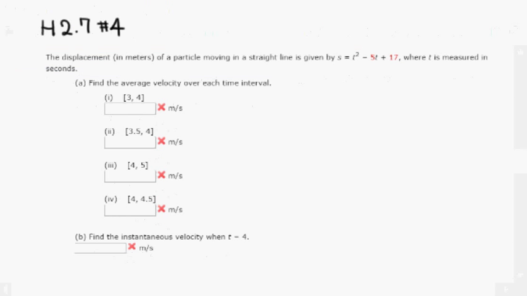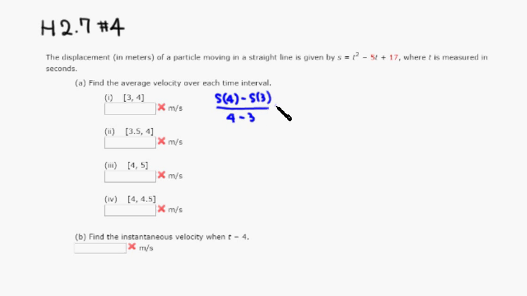In order to find the average velocity over the time from t equals 3 to t equals 4, we need to compute s of 4 minus s of 3, and divide by 4 minus 3.